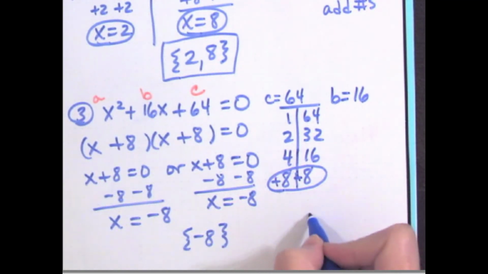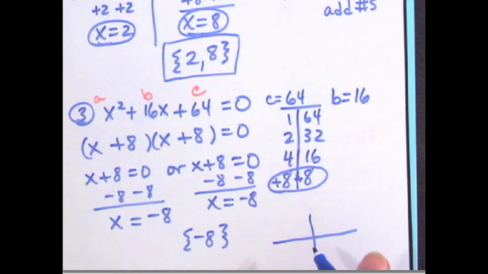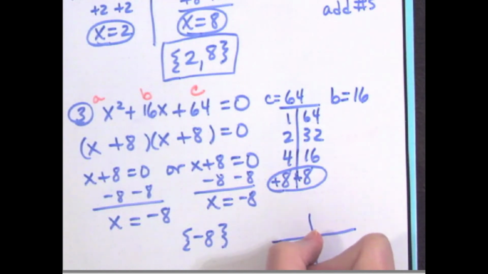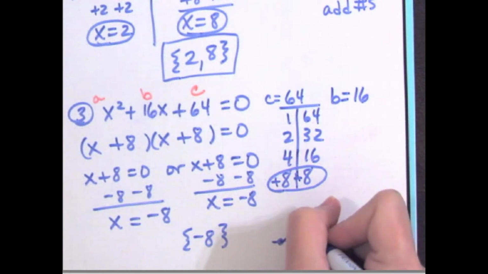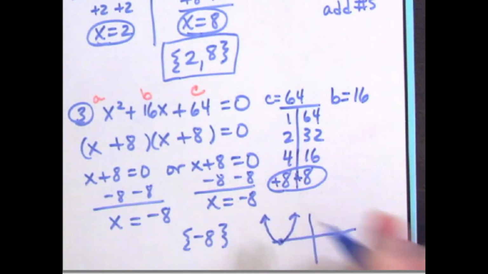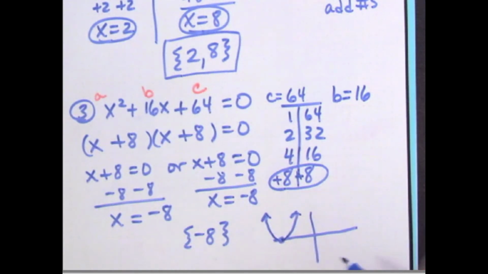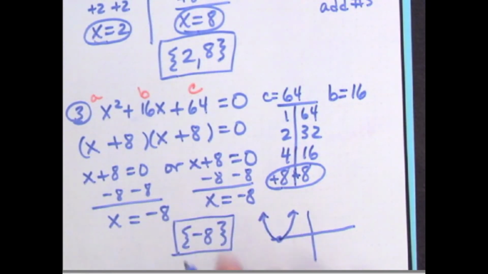You know, if we were graphing that, that would mean that it actually intersected wherever negative 8 would be over here, and so it would intersect the x-axis just one time. That would be just an example of one x-intercept.